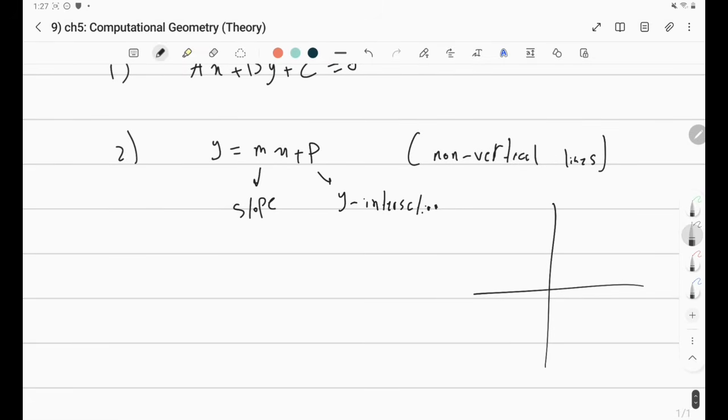So for example, if you have this line and this is 1, then P is 1. You can easily see, because if you plug in x as 0, you're just going to get y equals P. So yeah, that's it.